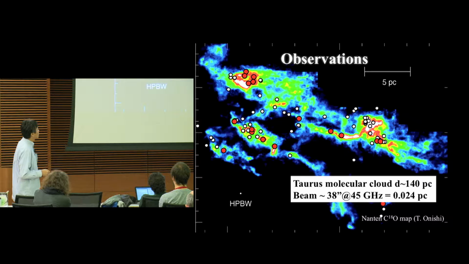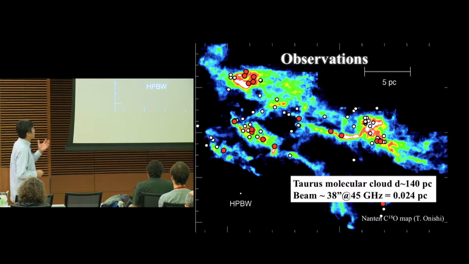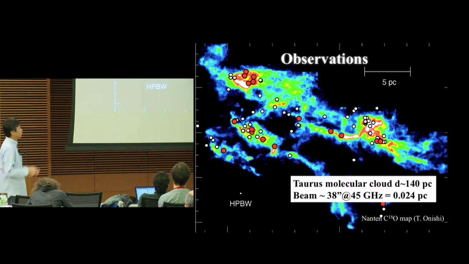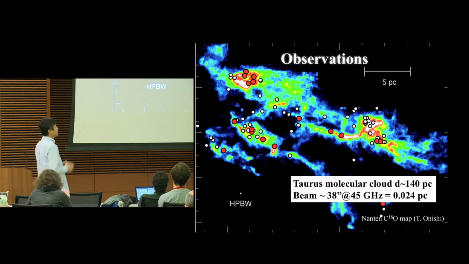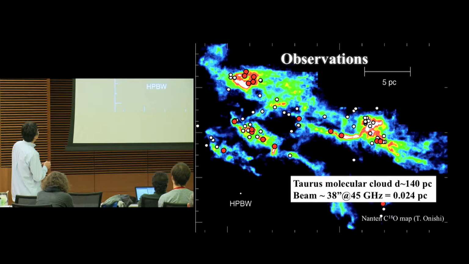And our system has a beam size of about 38 arcsecond at 45 gigahertz, which corresponds to 0.024 parsec. And the typical size of the dense cores or prestellar cores is about 0.1 parsec. So we can resolve the central dense region with this beam size. And our first target is located here.